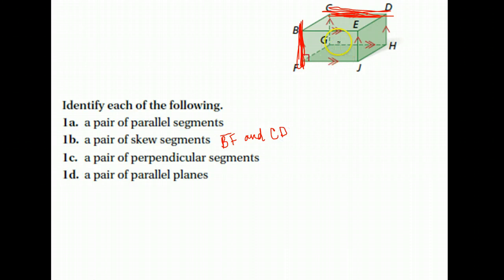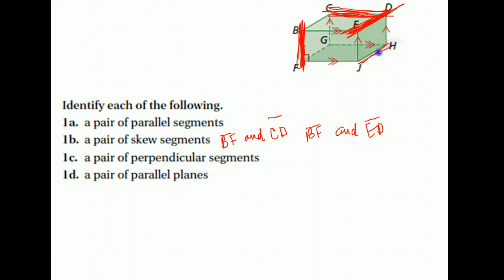They are not on the same plane, so that makes them skew. Not intersecting and not on the same plane. They have to have both of those things. Okay, what if we took ED? What is a line that's skew with ED? Well, actually BF is also skew with ED. Okay, and again, there are lots of answers to this question.